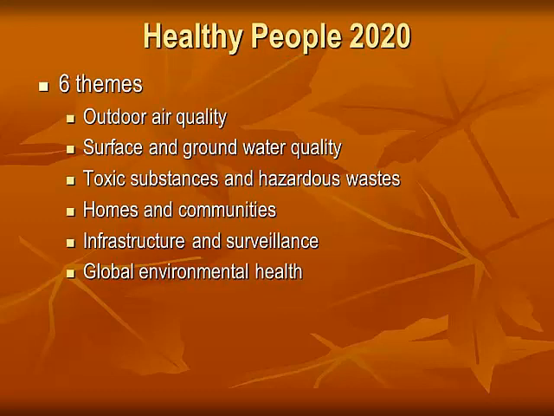There are 6 themes in Healthy People 2020 that have to do with environmental health. The federal government gives relevance to the relationship between health and environment risks and the underlying factors contributing to the disease. So these are the 6 themes that have to do with Healthy People 2020, the objectives, and environmental health, and you can certainly read about those.